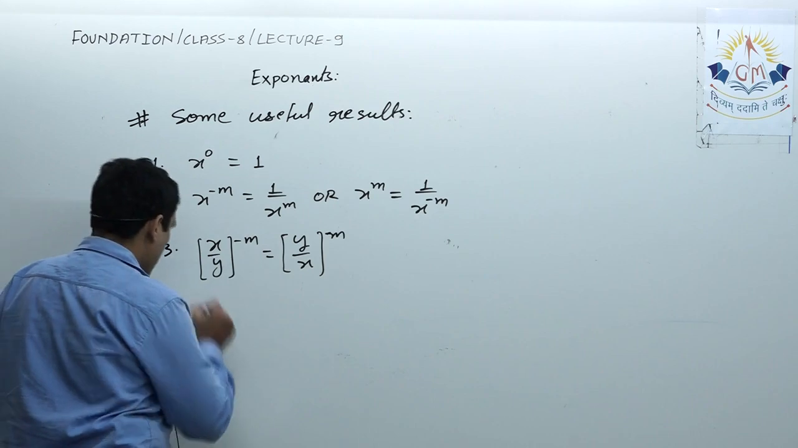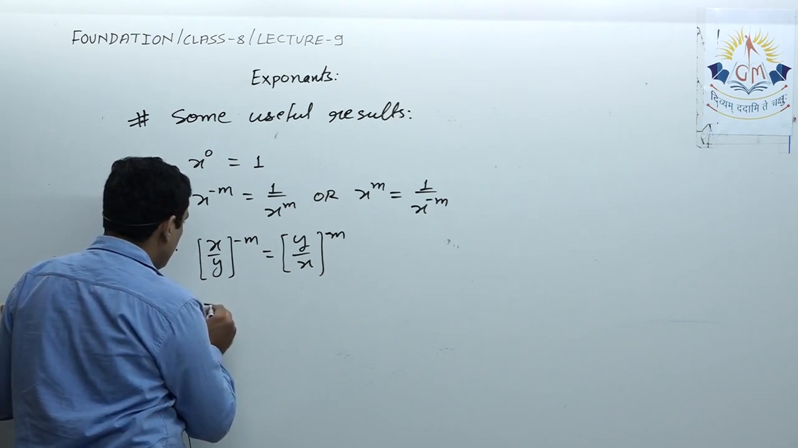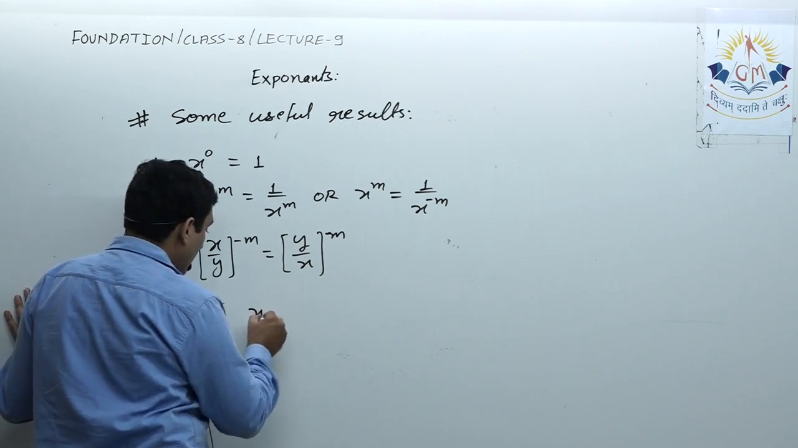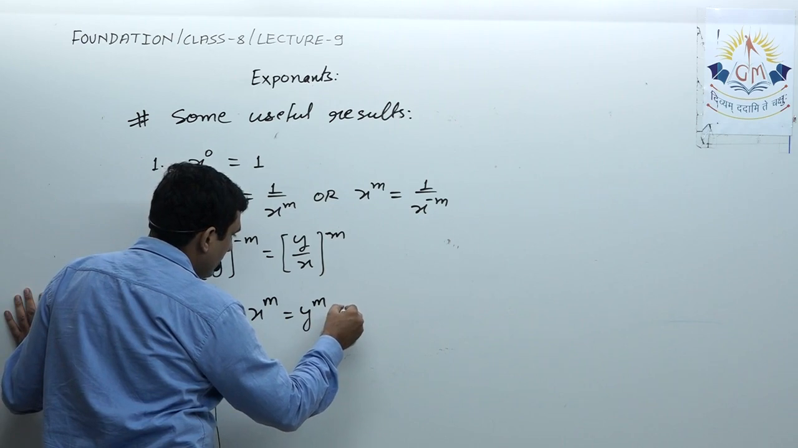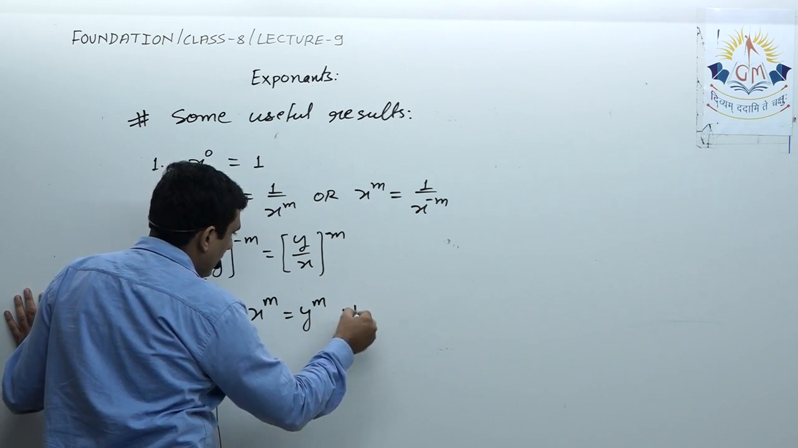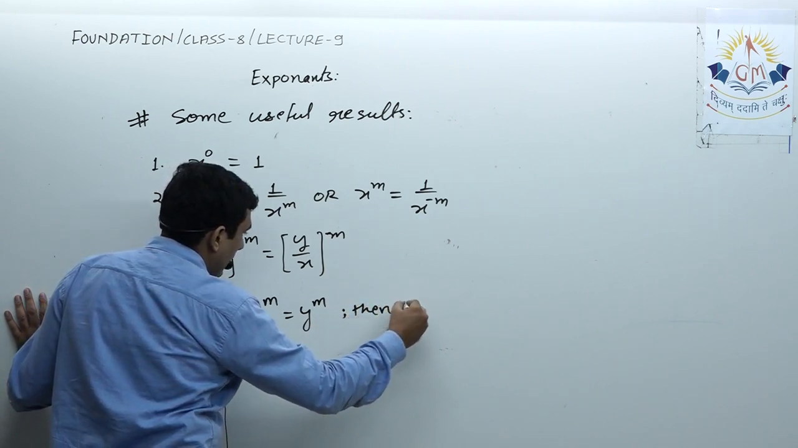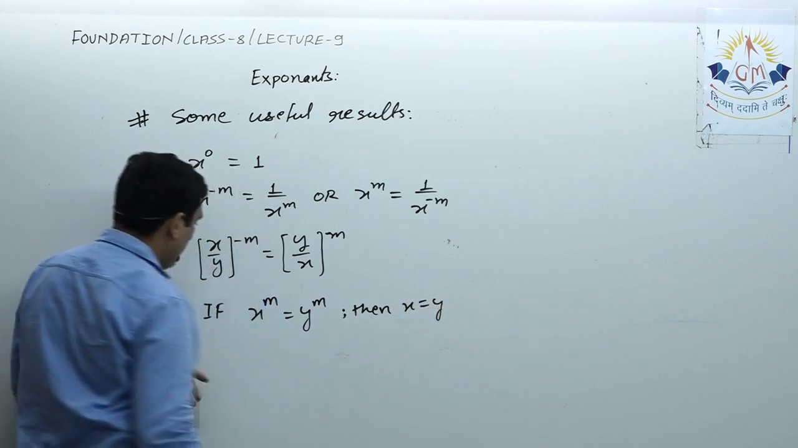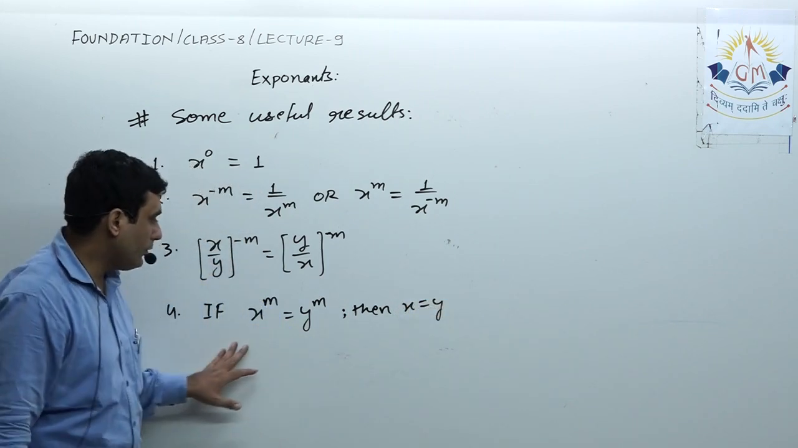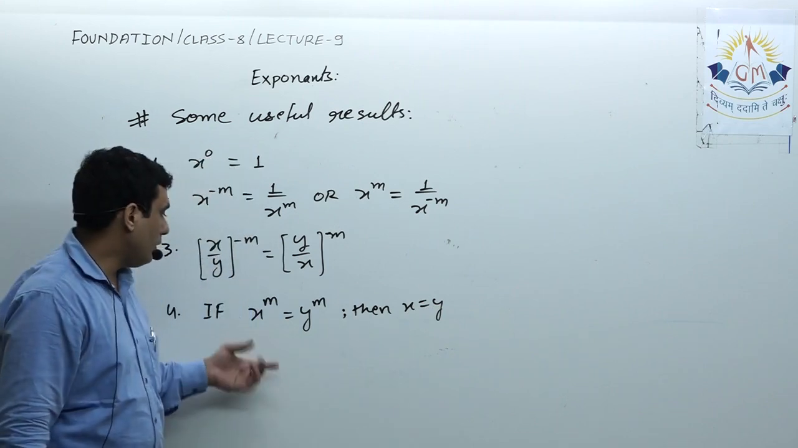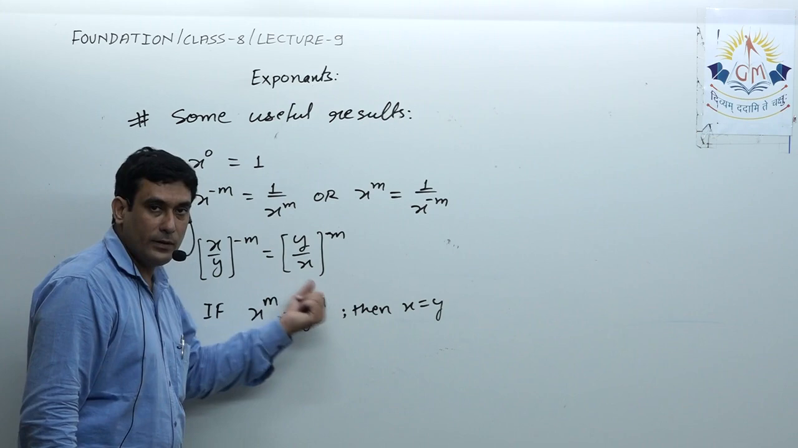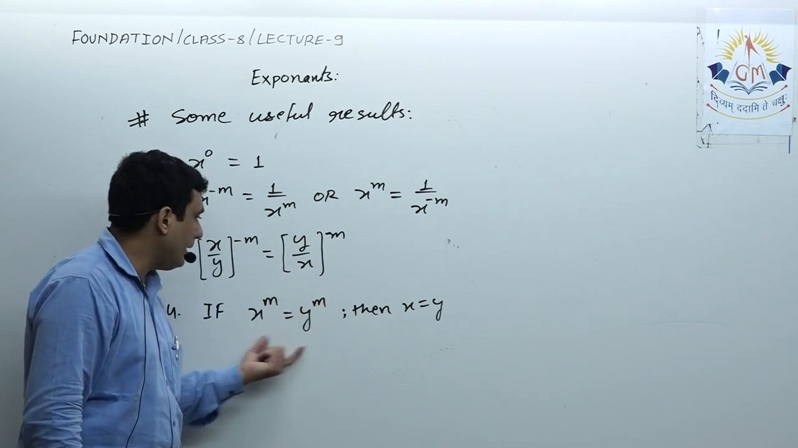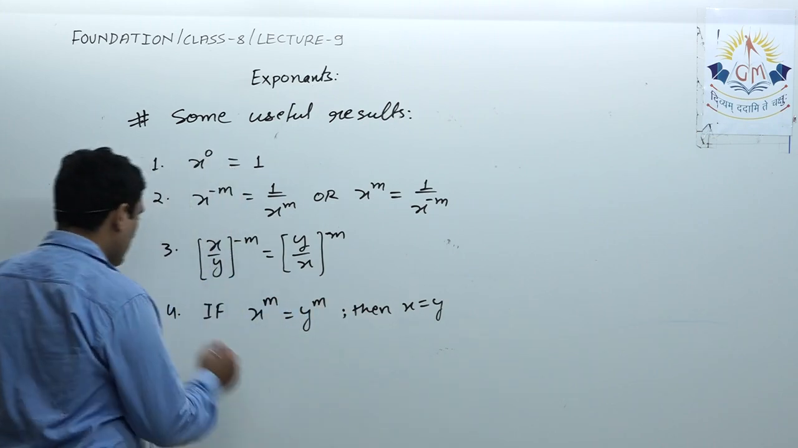Next, if x raised to m is equal to y raised to m, then x is equal to y. This is a very important result. So many questions you will find on this particular formula. If two quantities are equal with the same exponent, it means the bases must be equal.